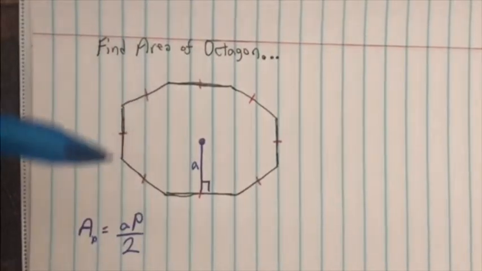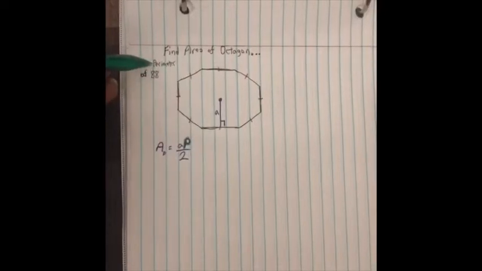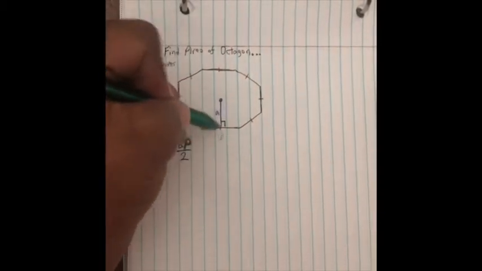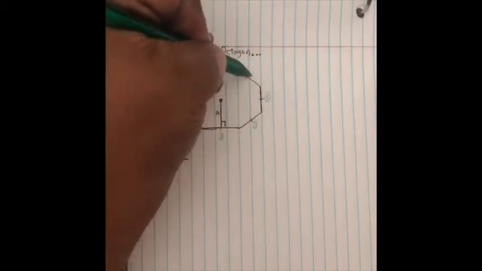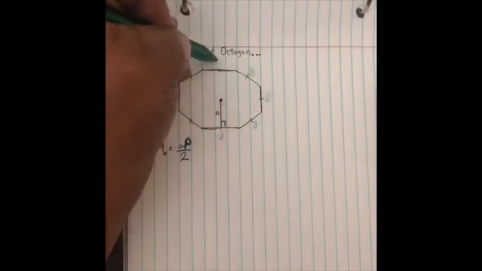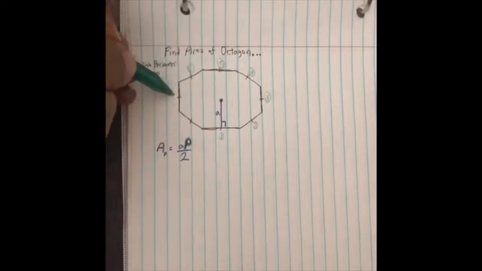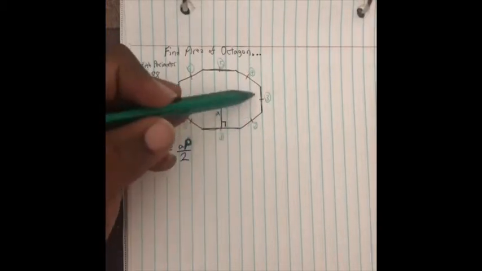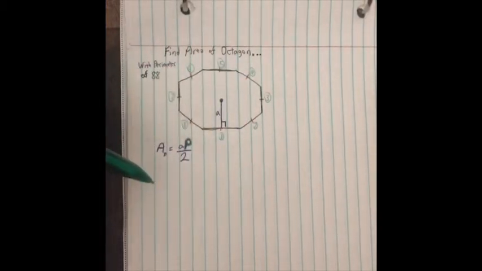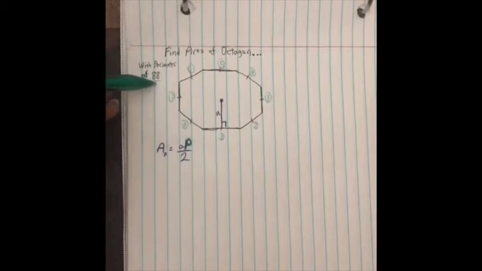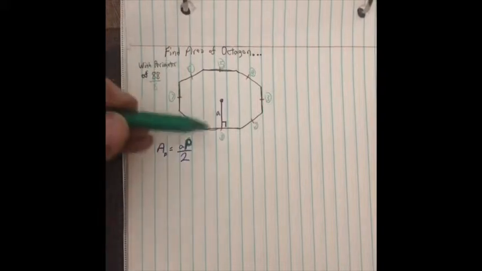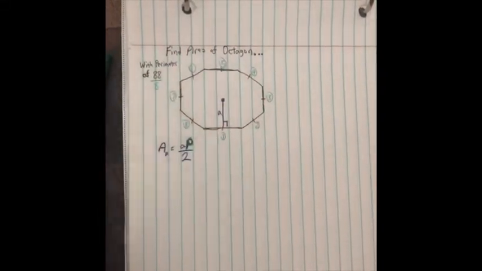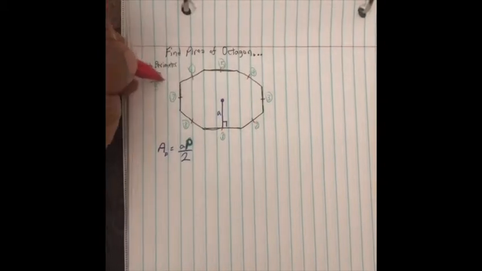What am I supposed to do then? Well, let's see. Right here, it says that I have a perimeter of 88. So that means that if I add up all of these sides, I am going to get a perimeter of 88. Now the question is, how long is each side? So if I take this 88 and I divide it by the number of sides, I'm going to figure out how long each one of those sides are. So in this case, that's going to be 11.